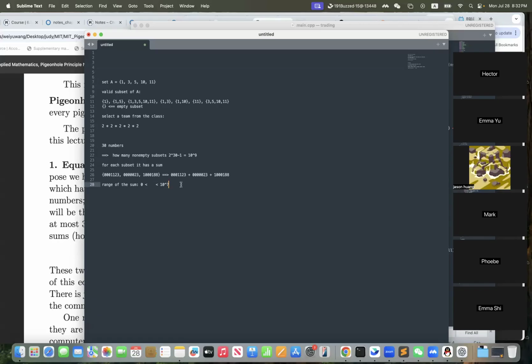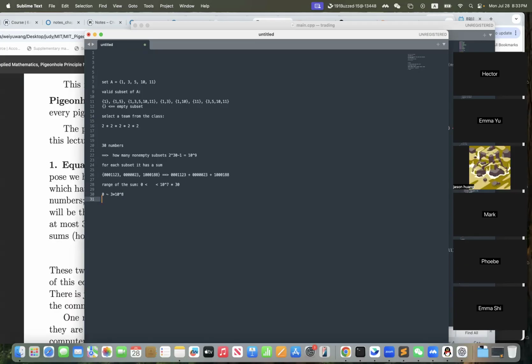And how many numbers can we have at most? Remember that we are taking a subset of 30 numbers. So times 30, right? Because each number is less than this, and we have at most 30 numbers. We may have only 3 numbers or 5 numbers, but at most we can have 30 numbers. Do you agree on this? Then what is the range of the sum of our subset? It's something from 0 until 3 times 10 to the power of 8, right? You agree on this?